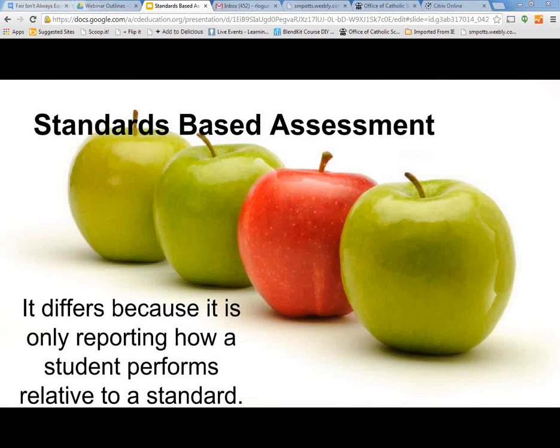So how does standards-based assessment differ? It differs really because we're reporting how a student performs to a standard instead of an overall class. Numbers in operation, not just math, but numbers in operation, geometry, probability, all these different smaller pieces, so that we can tell a student either where they're successful or where they need a little bit of help.